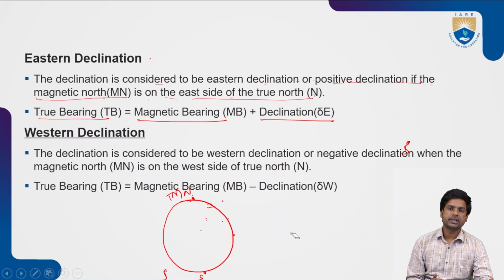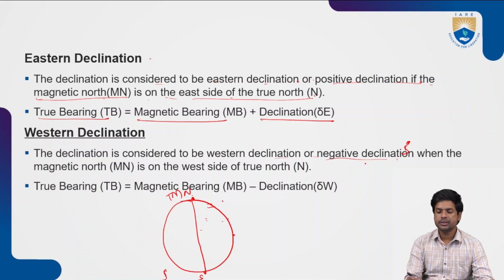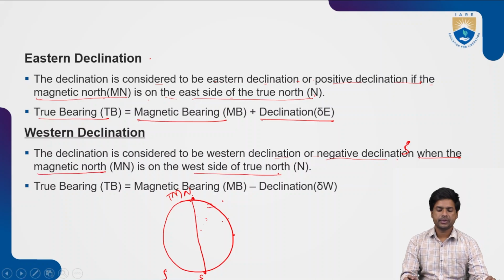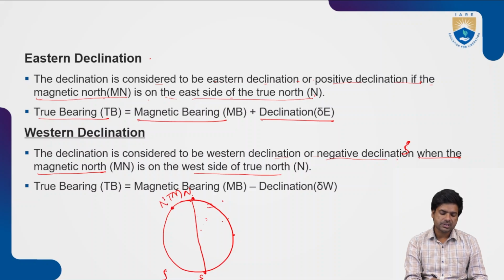Coming to the western declination, this is the true north and true south. The declination is considered to be western declination, or negative declination, when the magnetic north is on the west side of the true north. If the magnetic north is on the west side, like this, then this type of declination is called a western declination, delta W.